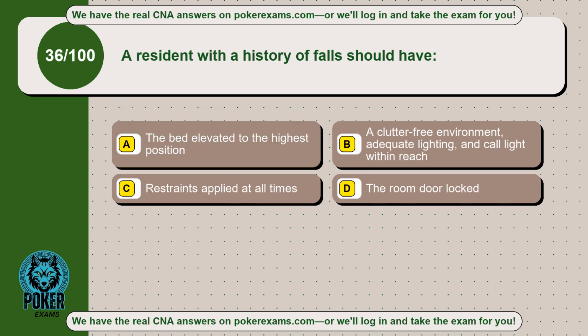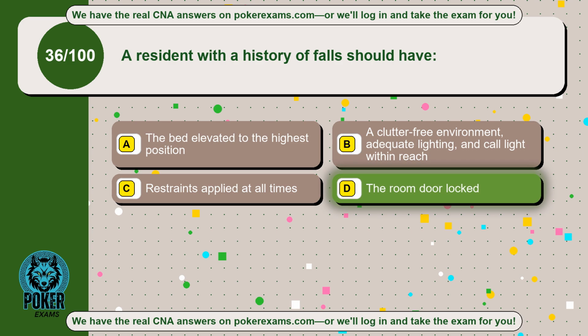Question 36. A resident with a history of falls should have. Option A. The bed elevated to the highest position. Option B. A clutter-free environment, adequate lighting, and call light within reach. Option C, restraints applied at all times. Option D, the room door locked.